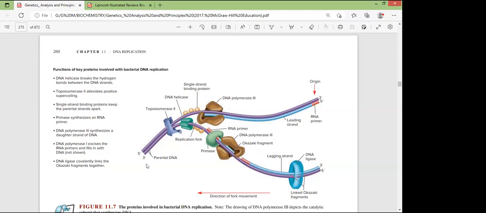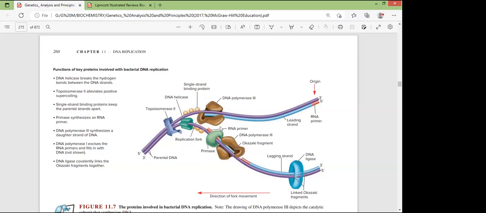And this is where topoisomerase 2 comes in. As you can see, here is your DNA helicase. Then topoisomerase 2 will go ahead of the DNA helicase to relax that supercoiling. It makes sure that supercoiling does not lead to breakage. Then now we have the single strand. Then there are these proteins that will be on the specific single strands to keep them apart, so that now replication can take place.